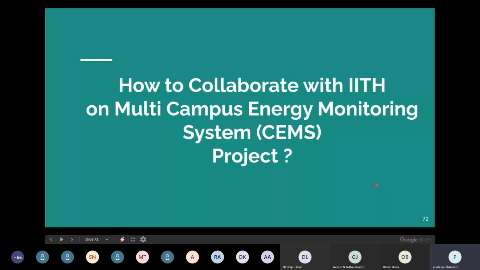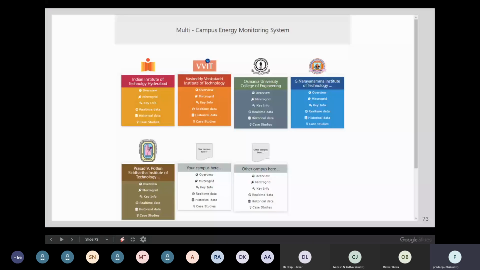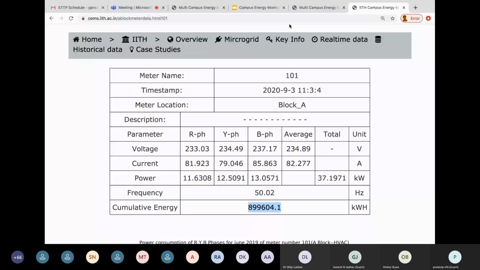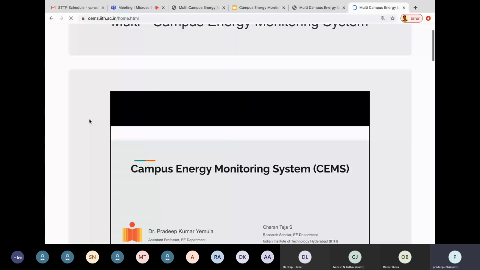At this stage, I would like you to go back to this website, that is the Campus Energy Monitoring website. The homepage of the website looks like this. And the same presentation I have also provided in that website. Then the list of campuses, everything is there.